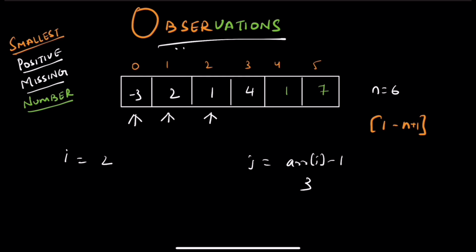Okay. And again we'll check whether at ith index we got the i plus 1 element. No, right? And again, what will be the jth index? Here, array of i is now 1. So 1 minus 1 will be 0. So j will be 0, right? So we'll swap array of i and array of j. So we'll get 1 here and we'll get -3 here. Okay. Now we'll check at ith index, are we getting the i plus 1 element? First of all, it's violating this condition only. So we can't proceed further, right?